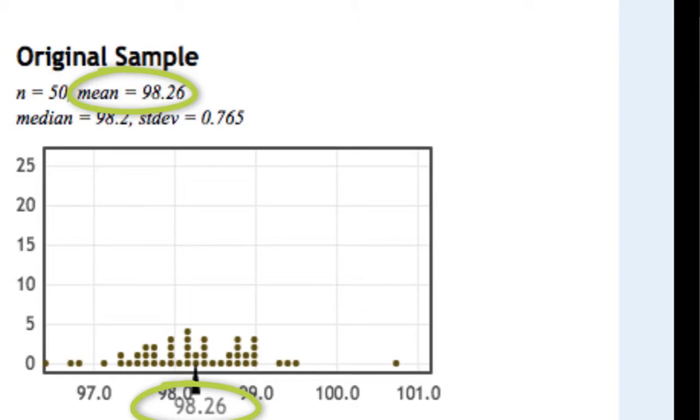When constructing a randomization distribution, StatKey is going to take this original sample and shift it so that it has a mean equal to the value in the null hypothesis. In this case, that would mean shifting it to the right by 0.34. That would give us a mean of 98.6.